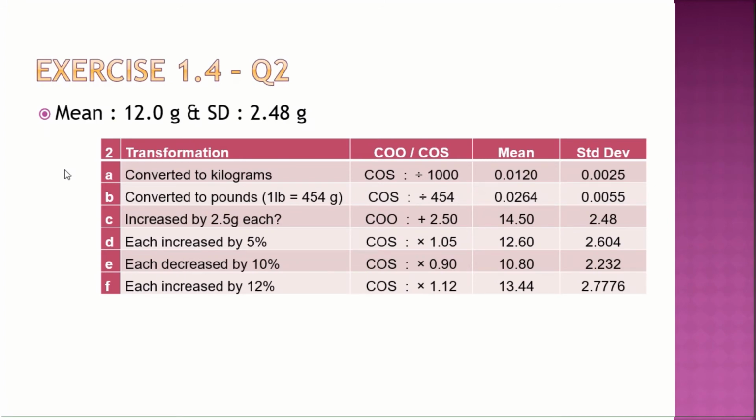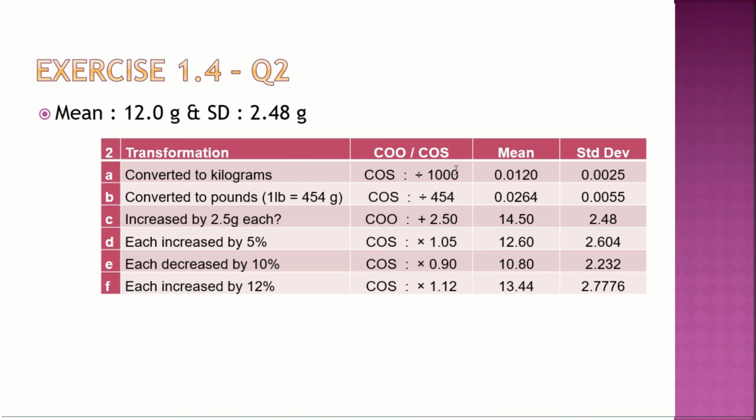Okay, so now we'll look at question 2. You should have finished question 1. Question 2 is basically transformation, and it also involves conversion of units. Why conversion of units? Because you see this is in grams, then you're changing to kilograms, right? Which means you're going to divide it by 1,000. So it's the same thing. You don't need to go and change each data. You just change the mean and standard deviation accordingly.